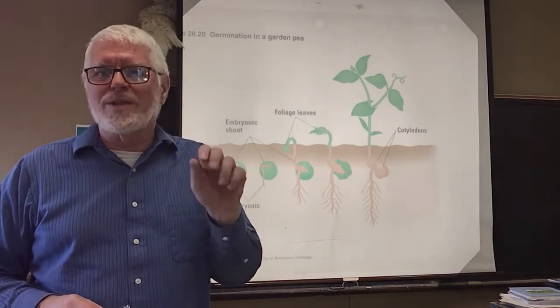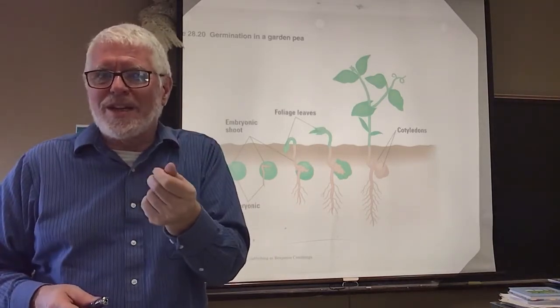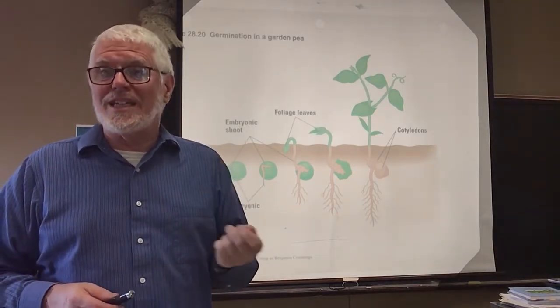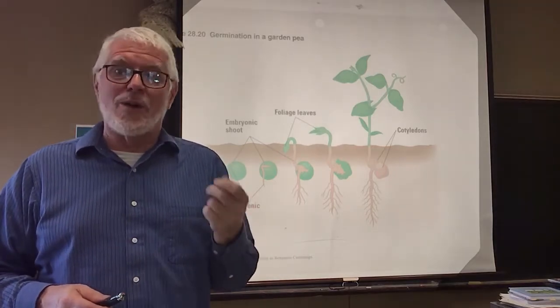If you've ever shelled a peanut and the peanut comes apart into two pieces, it's two cotyledons, and peanuts are dicots.